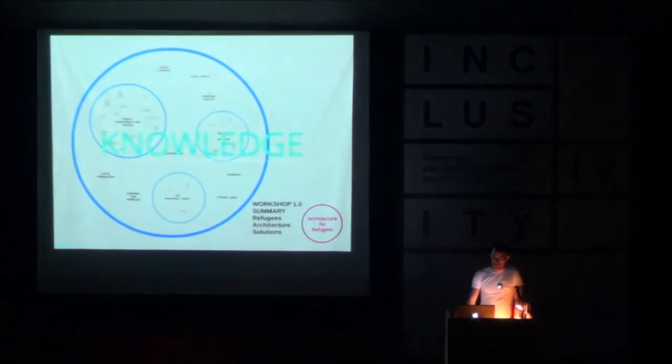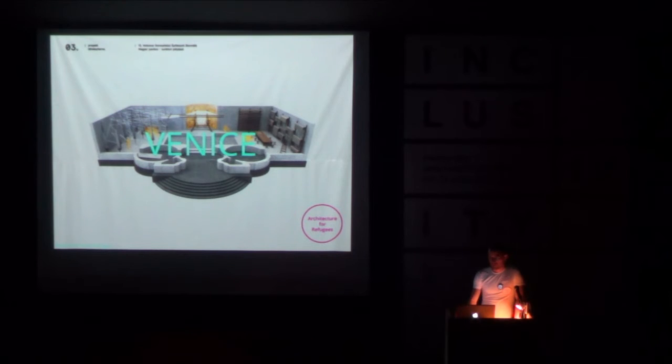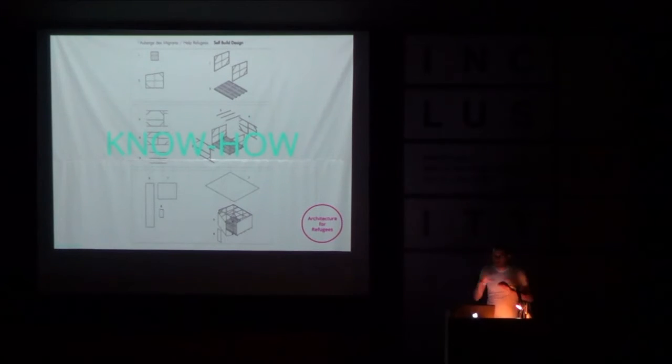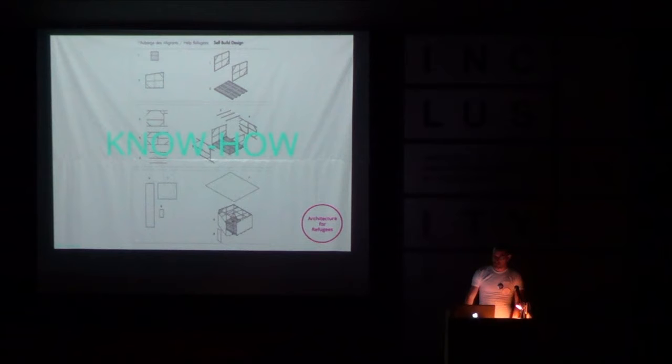Then we summarized the workshop, then we started to share the information that we gathered from around the world. We organized a small exhibition in Hungary, then we applied for the Venice Biennale's Hungarian pavilion, then we applied for an Oslo Triennale. During this process we collected a lot of information about basic data, what the whole refugee crisis is, what its architectural aspect is, and a lot of know-how we gathered during these few months.